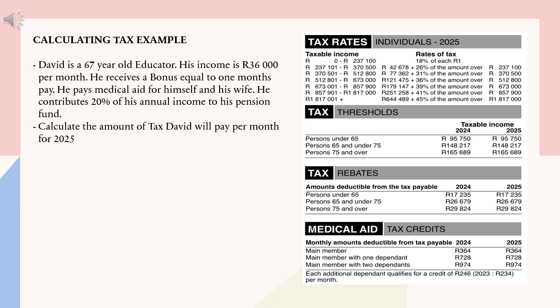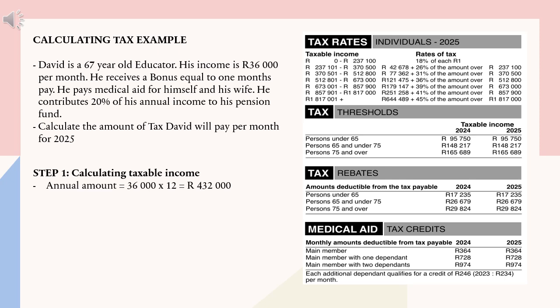We will start this calculation with step 1, calculating taxable income. According to the formula, we need to calculate annual income, the bonus amount, the pension amount, and because nothing was mentioned about donations, we can leave that out of the calculation. So starting with annual income, David earns 36,000 Rand per month. So to calculate his annual amount, we will say 36,000 times 12 is equal to 432,000 Rand.